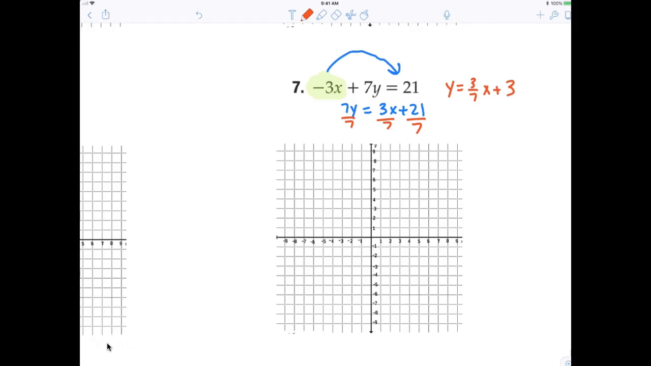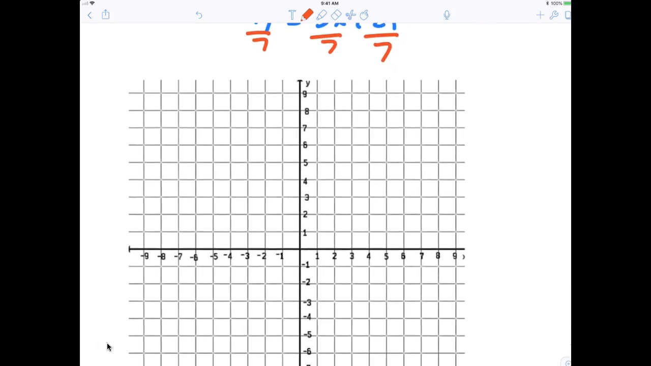Go. You go up 3, very nice. From there I go up 3 over 7. Beautiful.